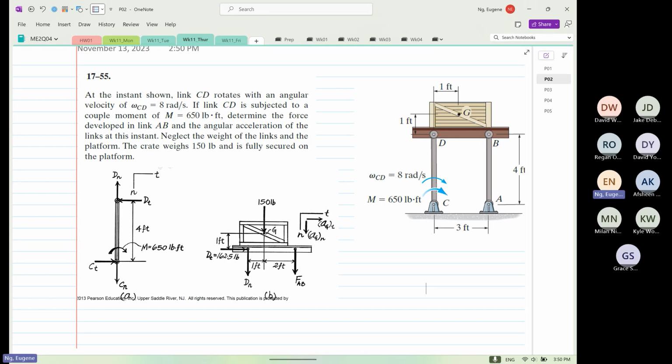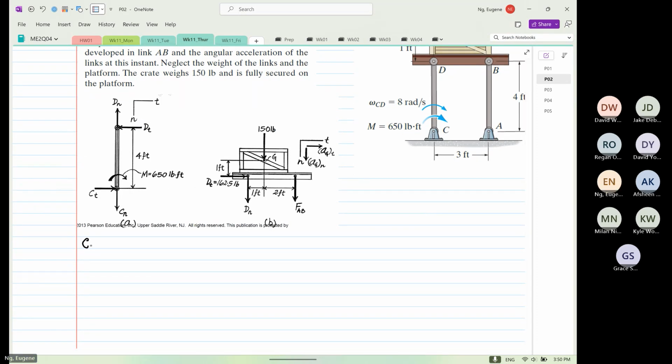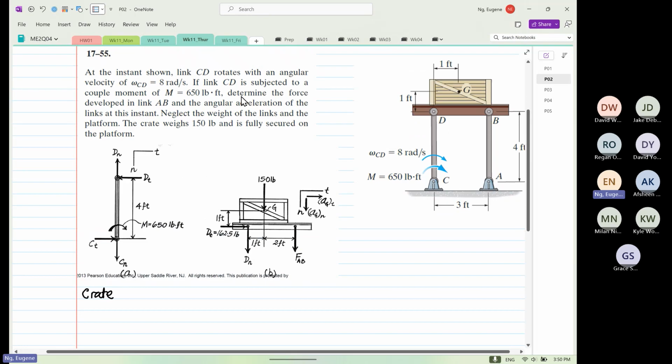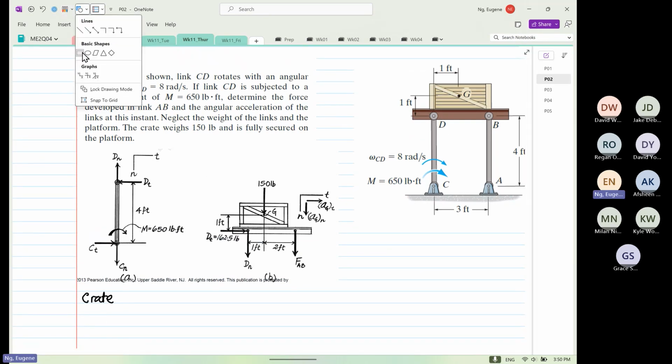Right? Okay, so let's construct a free body diagram that you and me agree on. Okay, let's do it. So now I'm going to construct the diagram for the crate. Let's do this properly. And we are going to draw the crate.